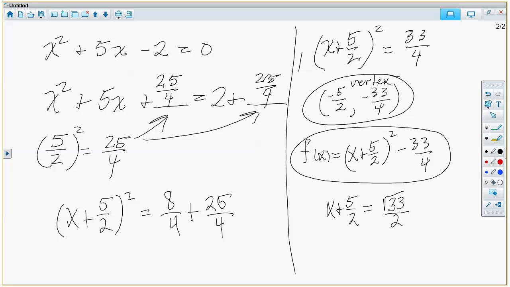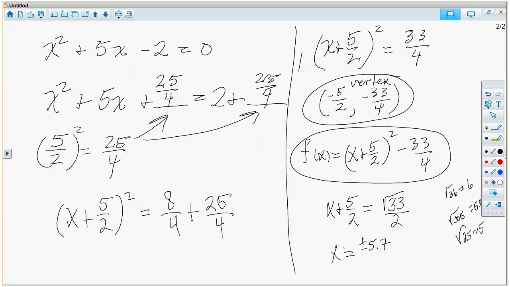Square root of 33. Well, the square root of 36 is what? 6. Square root of 25 is 5. So 5.5 is in the middle. 25 to 36, they go 11. Half of 11 is what? 5.5. So 33 is going to be in the middle right here. So it's going to be around 5.7. So x is equal to positive or negative 5.7.